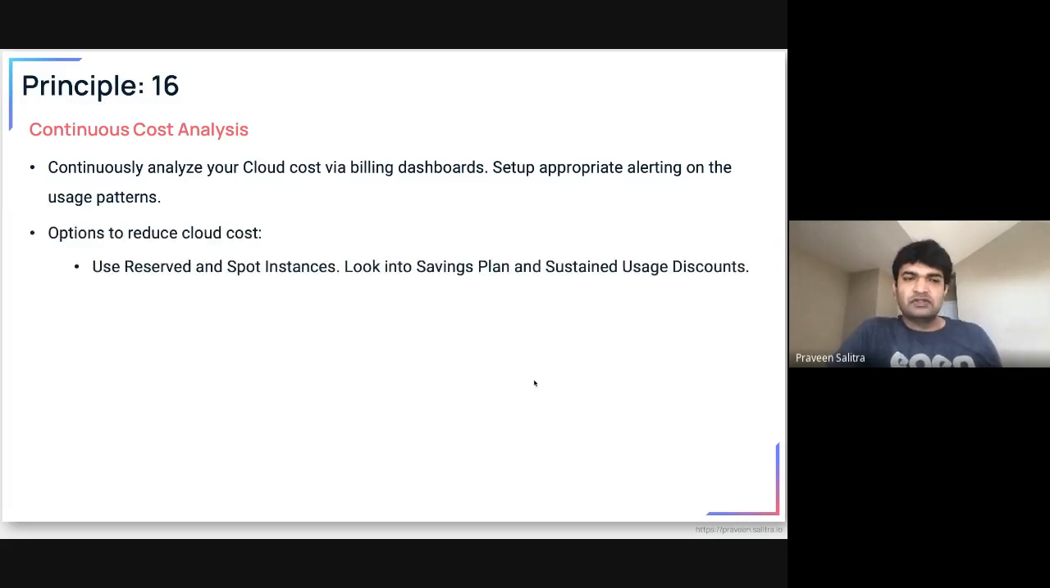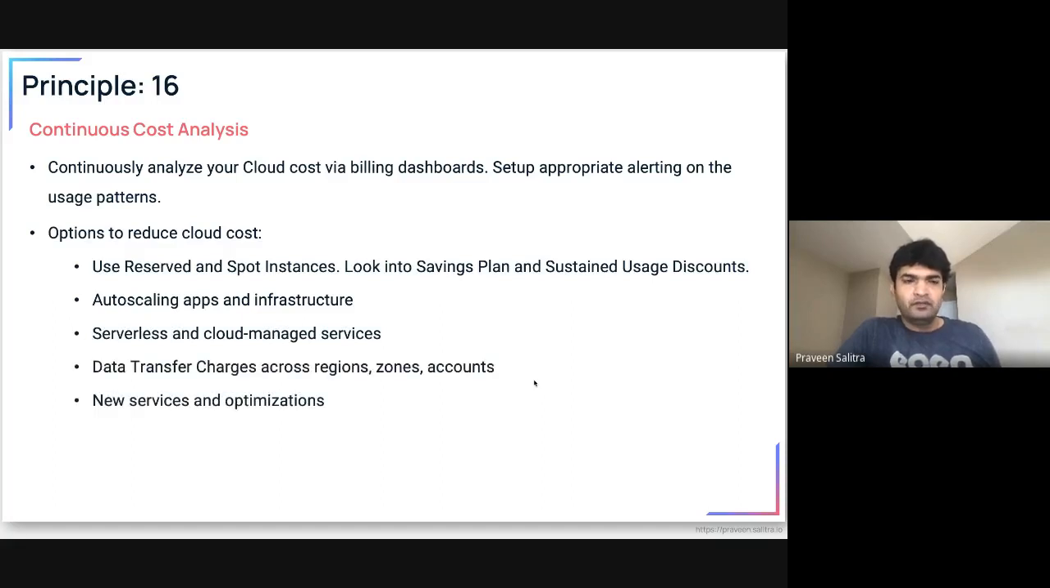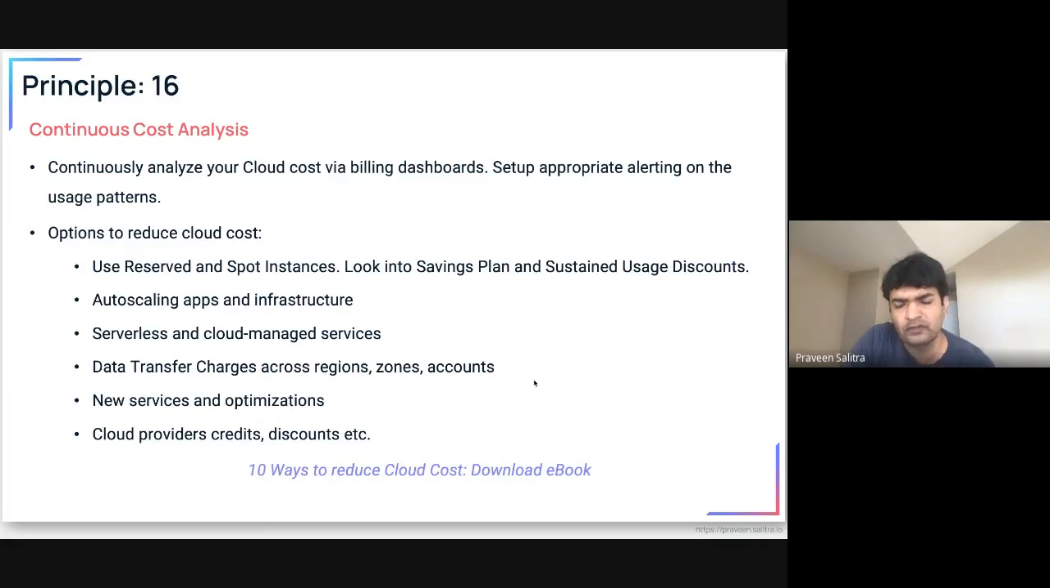There are many options to reduce costs, and I have written an ebook that I will link here, which covers 10 different ways to reduce cloud costs, whether using reserved instances, spot instances, different kinds of cheaper instances, auto scaling apps and infrastructure, or scaling them down when no one is using them.